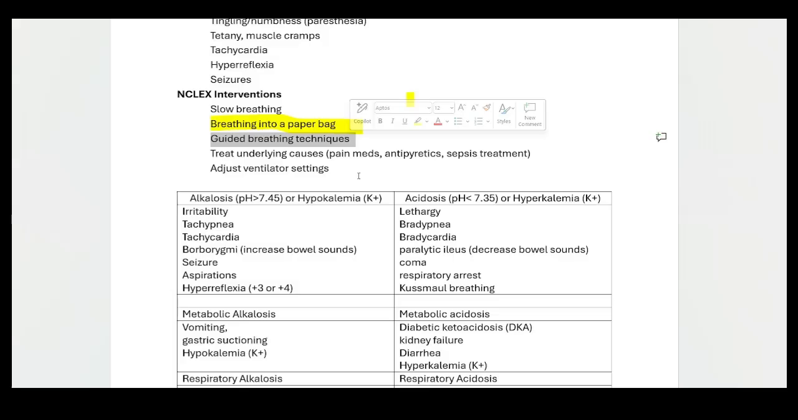Then always remember, treat the underlying cause. What is causing this person to hyperventilate in the question? If it is pain, you treat pain. If it is a temperature or fevers, you treat the fevers with antipyretics. If it is sepsis, think about giving the person antibiotics. But by the time you are about to initiate antibiotics, remember, always get your cultures first. If the ventilator settings are too high, you have to think about adjusting the ventilator settings.